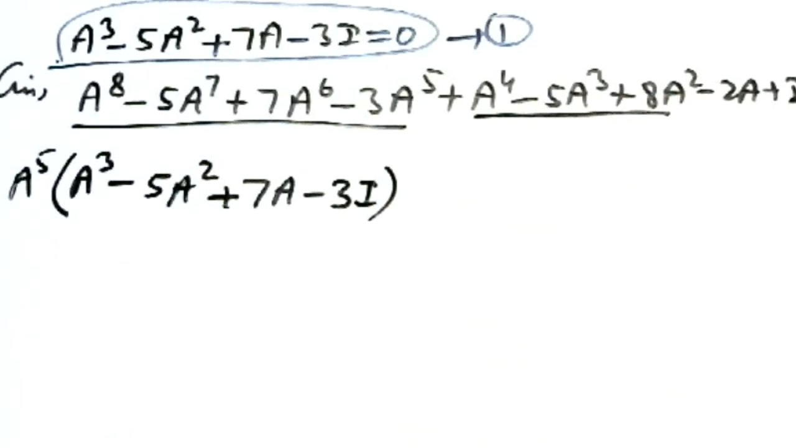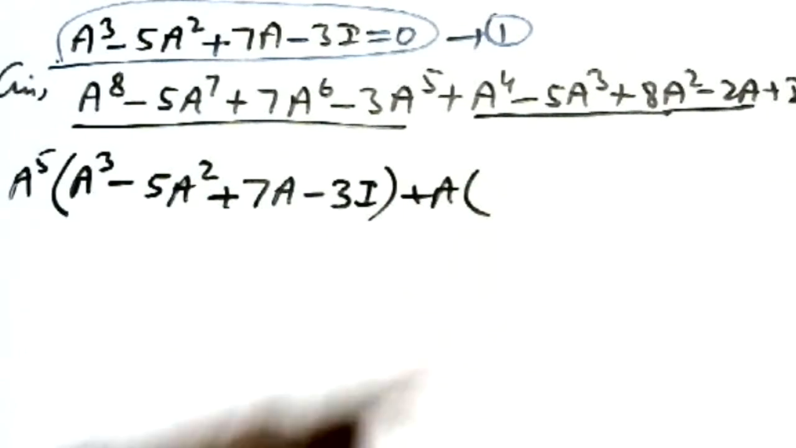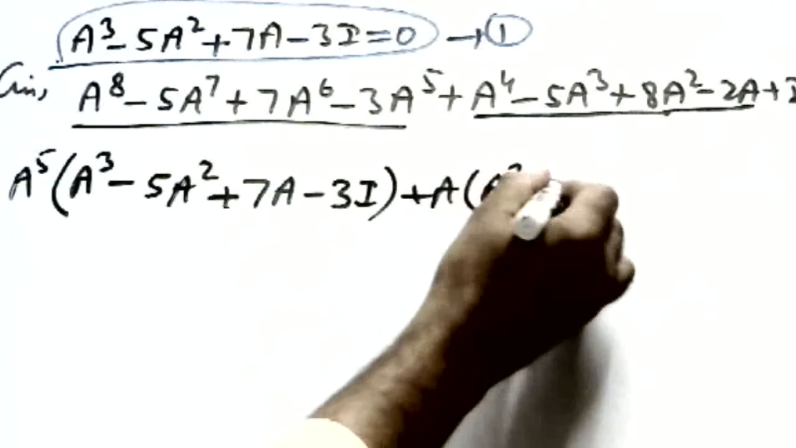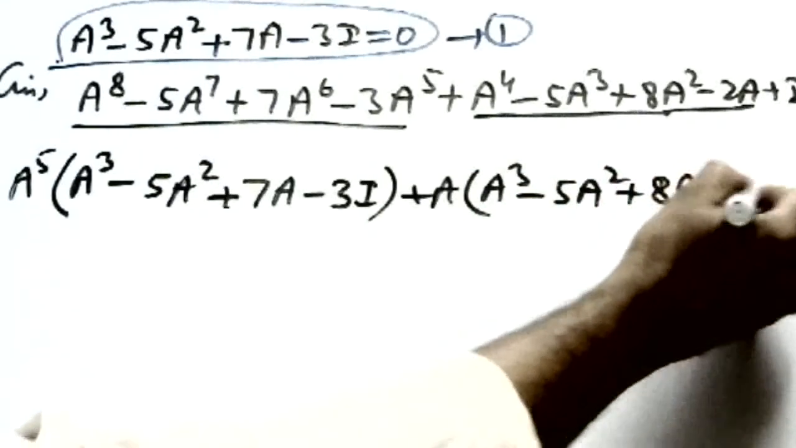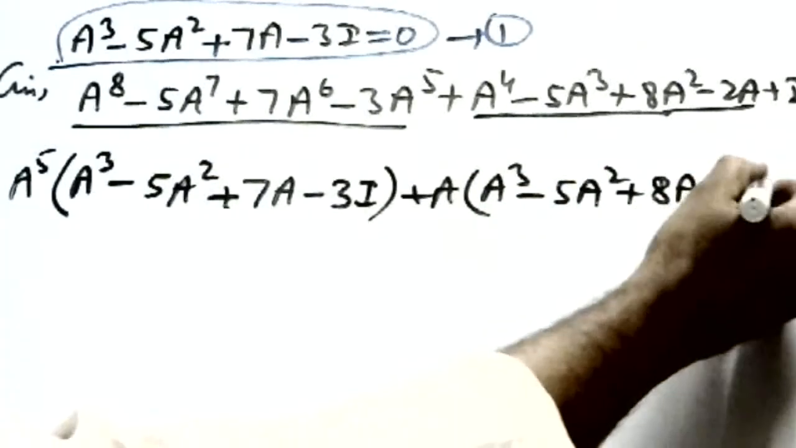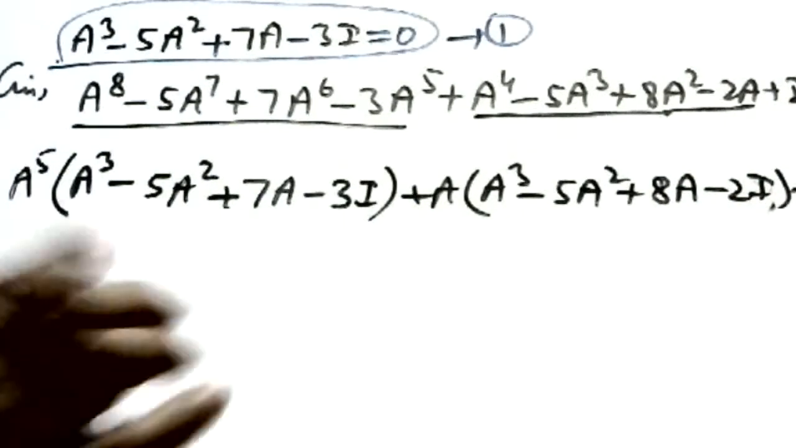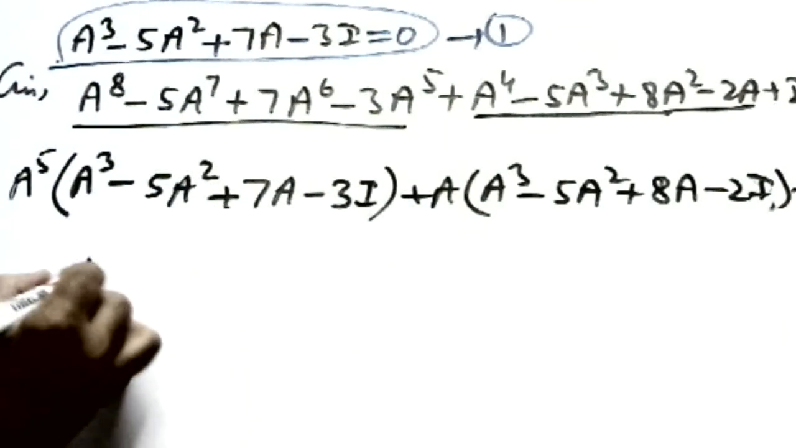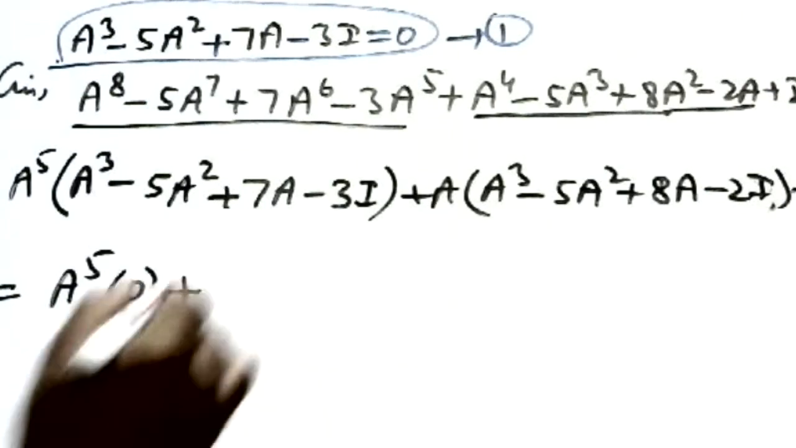Now again, from this part we can take A common. If we take A common here, what is left is A cube minus 5A square plus 8A minus 2. Write 2 as 2I, plus I. Now see, this value is 0 according to the Cayley-Hamilton theorem, so A power 5 into 0. I'm writing it as it is.